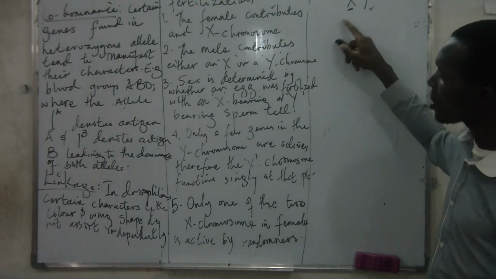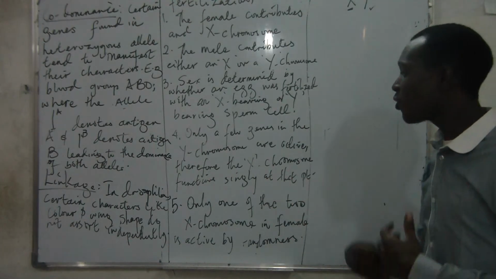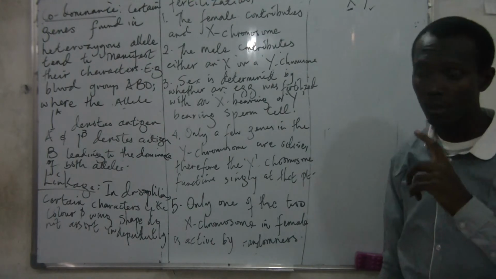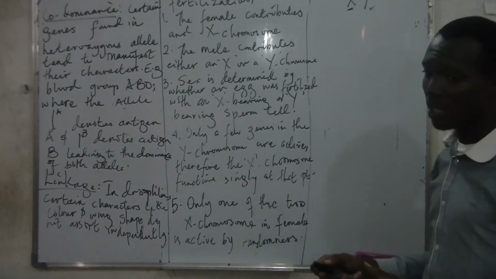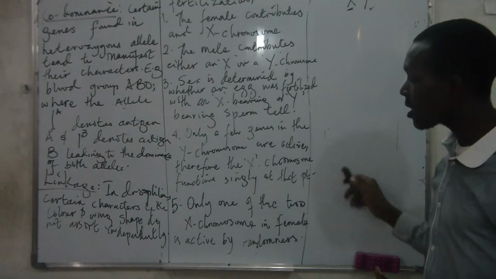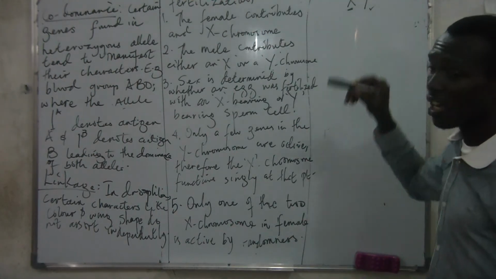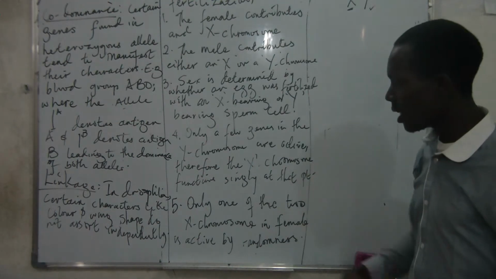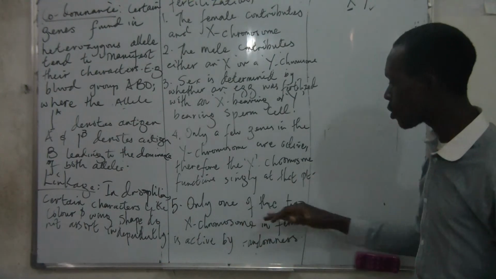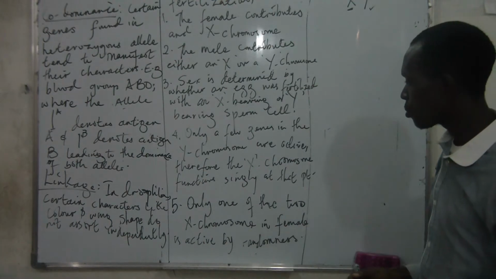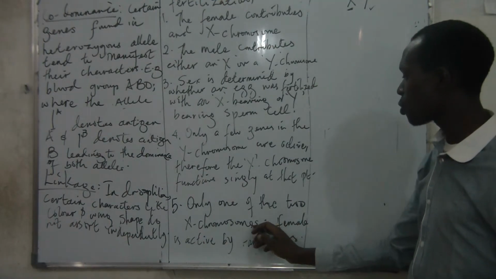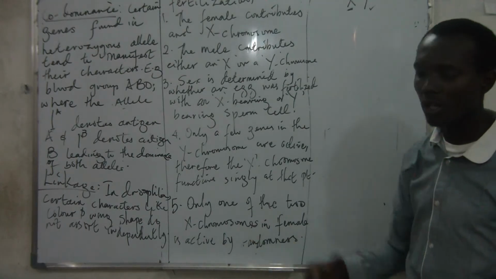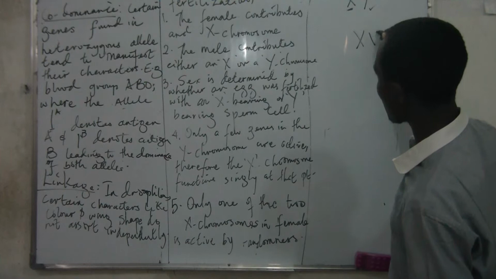So we said that the X chromosome functions singly at that point. It functions unlike what Mendel said, according to Mendel's first law: genes will function as a pair. They come as a pair. But in this case, the genes in the X chromosome function alone without the presence of the Y chromosome. The next thing we look at is that only one of the two X chromosomes in a female is active. And this is solely due to randomness. In a female, you have XX.